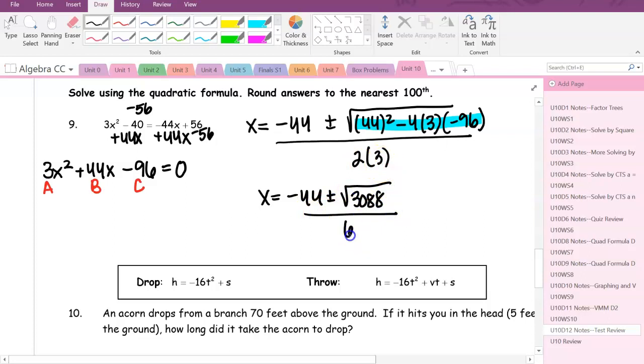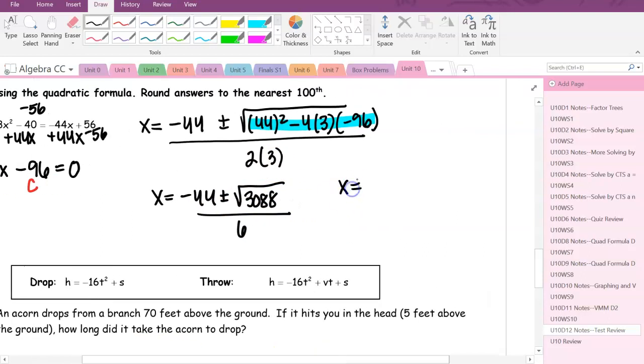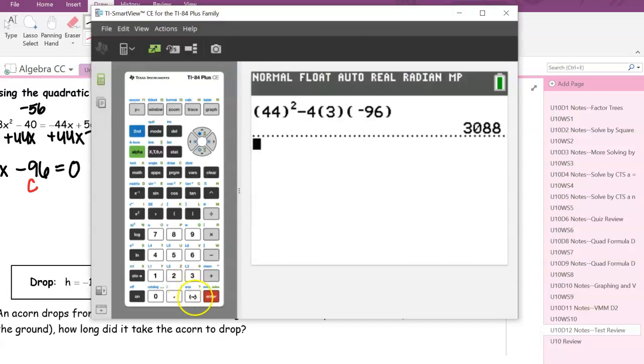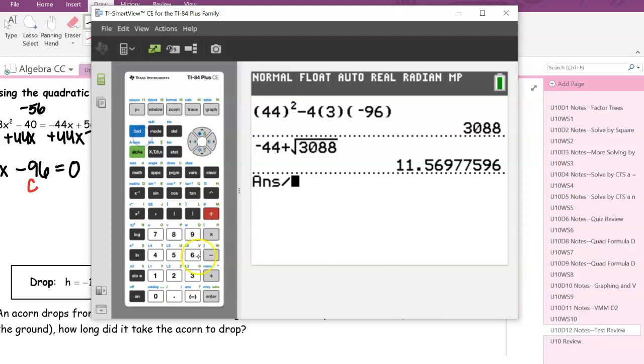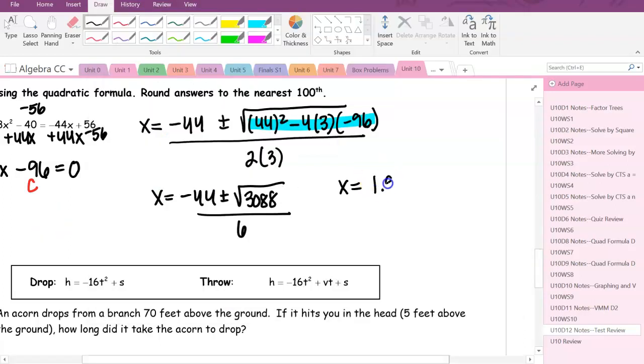Over 2 times 3, which is 6. All right, finally, we're going to type this into our calculator two different times, once with the plus and once with the minus, in order to find our two solutions. And what we have learned throughout this whole unit, don't forget to divide by 6, is that all of these solutions represent the x-intercepts, or the zeros, of our parabola.